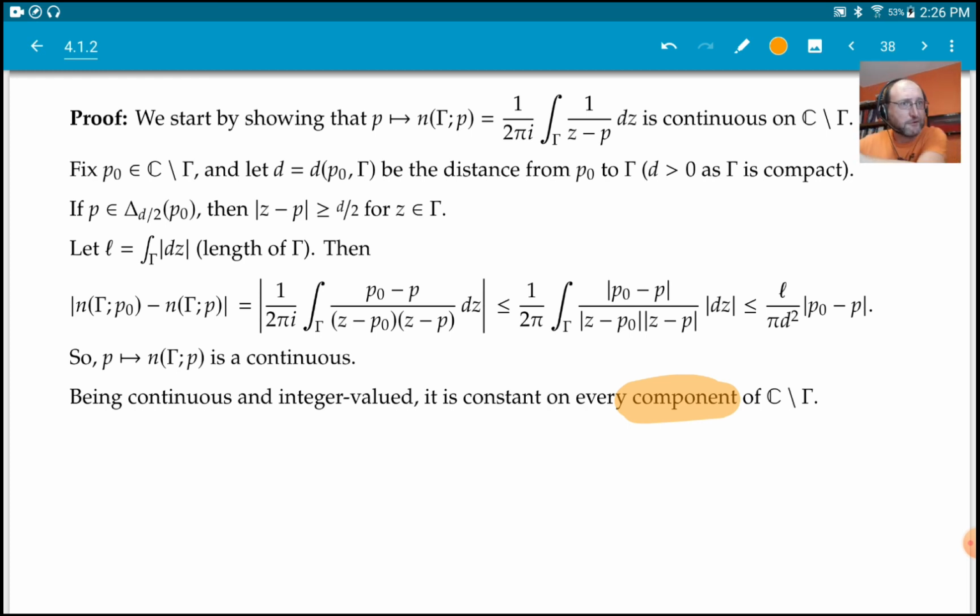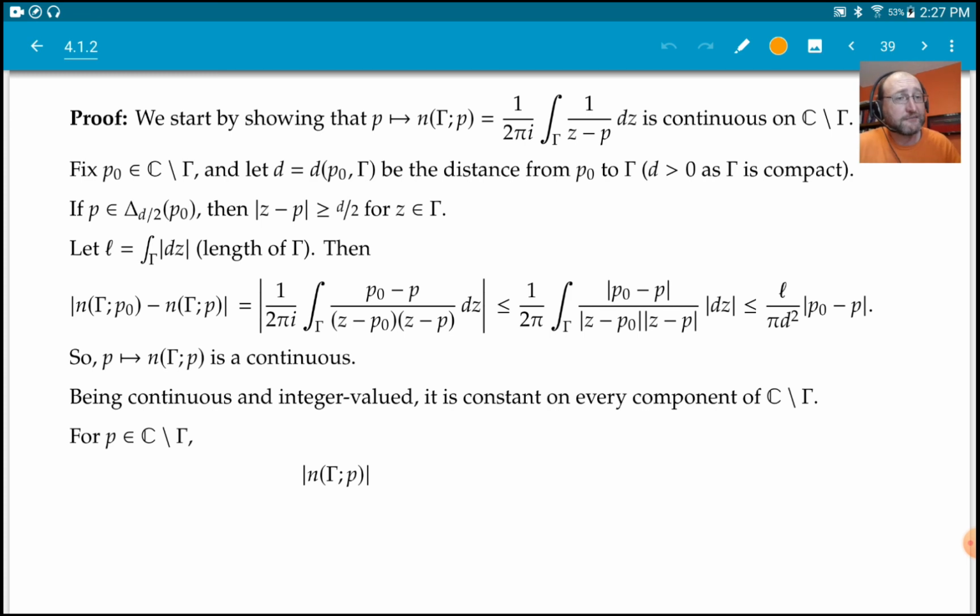But that's what we saw in the picture. Clearly, even if it was something very simple, a circle, the winding number is 1, and then suddenly as you go across the circle, it becomes 0. It can jump, but it can jump only at points of gamma, where this thing is not defined. So wherever it is defined, it is continuous and locally constant, so it's constant on every component.